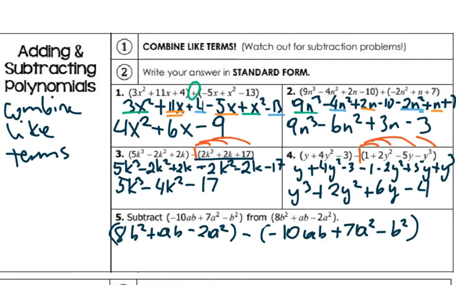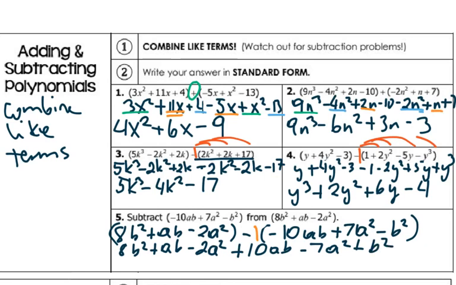Remember, you have to distribute negative 1 through the second parentheses. So let's rewrite it again. Hopefully my page is not going to change. So we get positive 10ab, negative 7a squared, and positive b squared.